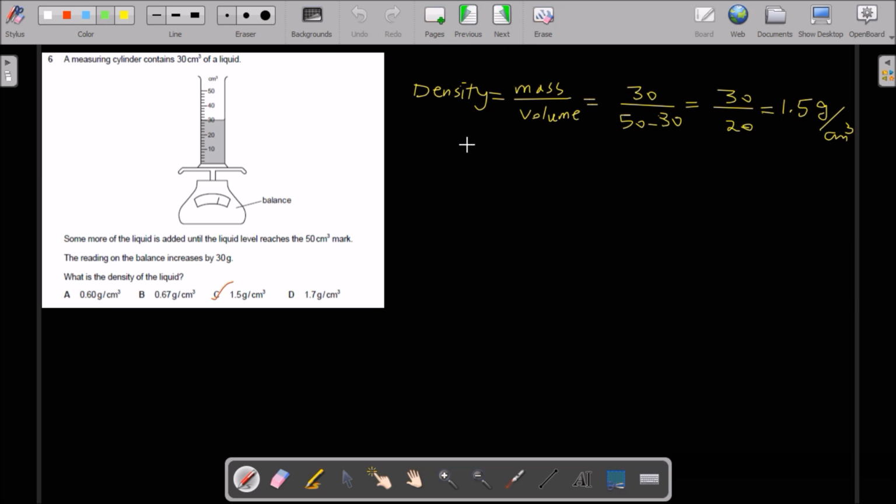Question number 6. A measuring cylinder contains 30 centimeter cube of liquid. Some more of the liquid is added until the liquid level reaches the 50 centimeter cube mark. The reading on the balance increased by 30 grams. What is the density of the liquid? We know that density is mass over volume. Mass is 30 and volume of the liquid will be 50 minus 30, which is 20. That's why the density will be 1.5.